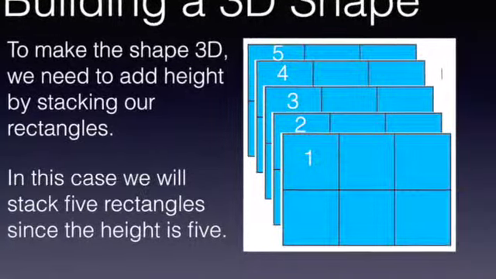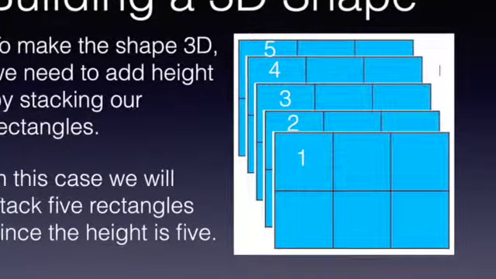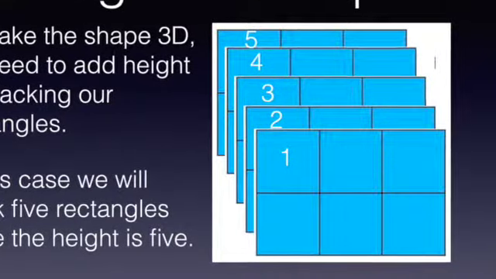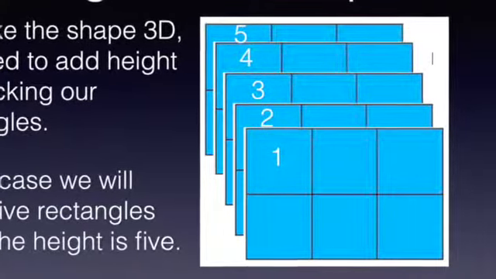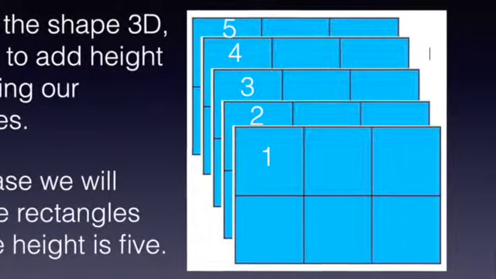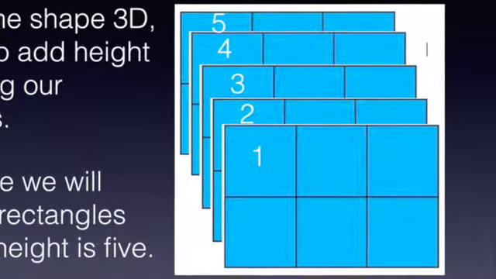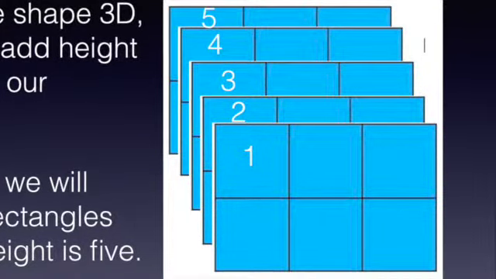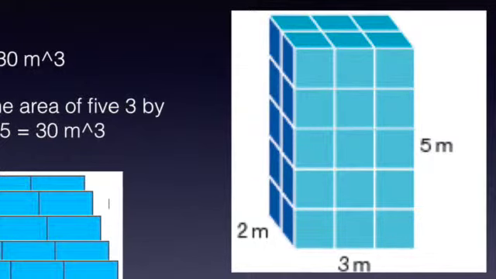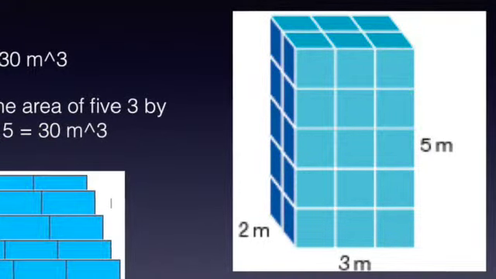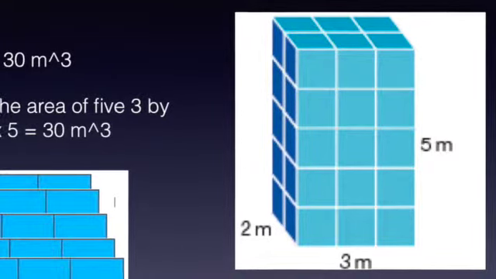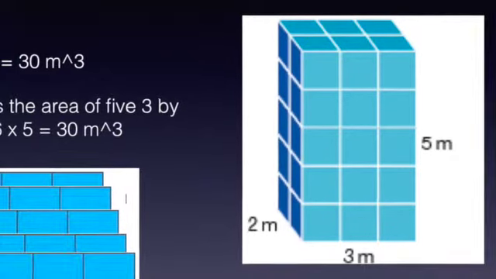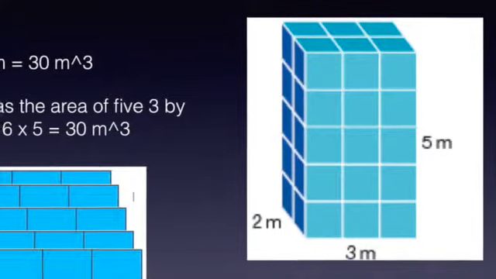This means that our length is still 3 and our width is still 2. But we stack 5 rectangles high to give us the height of 5. We now have all 3 dimensions: length, width, and height. Going back to the formula, length times width times height. In our example, that would be 3 meters times 2 meters times 5 meters, which equals 30 meters cubed.